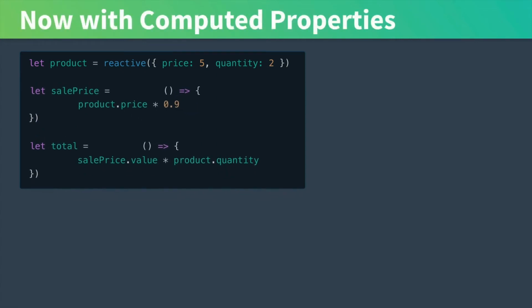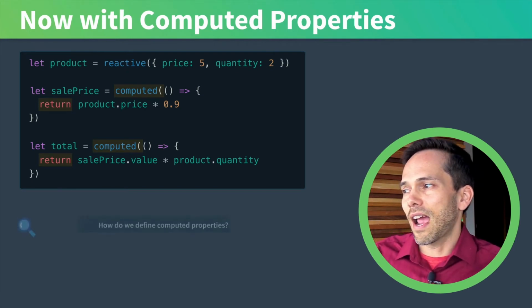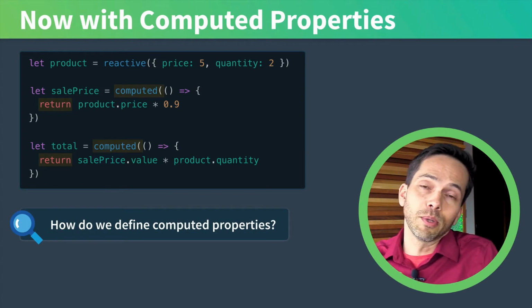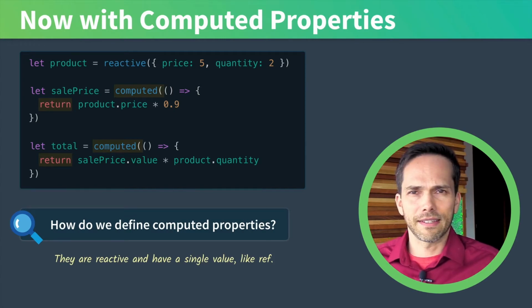We would just send our anonymous functions into a computed function, returning the value, like so. But then, since we're building our reactivity from scratch, how would we define this computed method? And computed properties or computed values are reactive, kind of like a ref. So how would we create this?